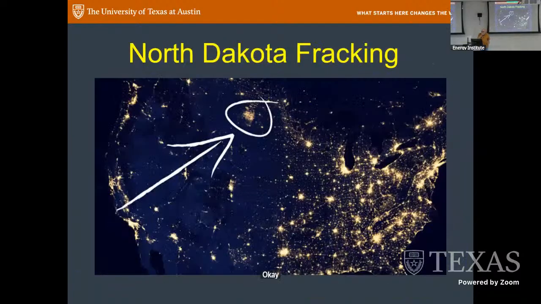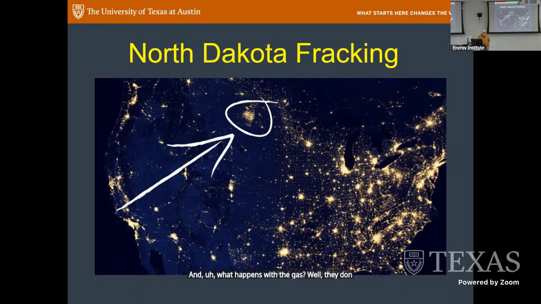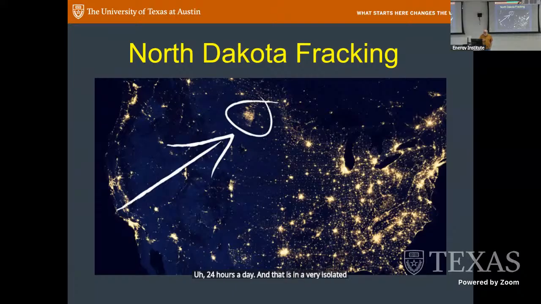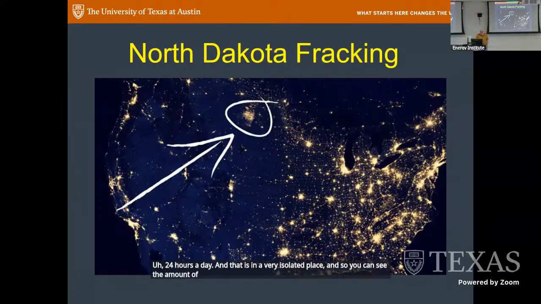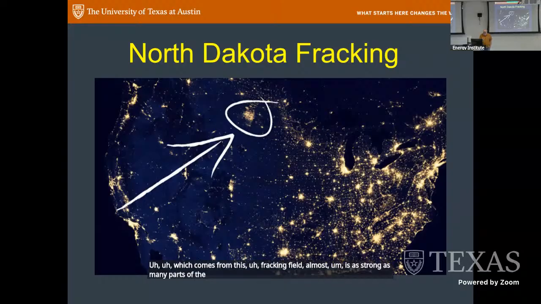Okay, here's a picture from a satellite of North Dakota fracking. Any of you know what fracking is all about and how the gas sometimes goes up? And what happens with the gas? Well, they don't cap it, right? Because it's too expensive to cap it. And sometimes it just keeps on burning 24 hours a day. And that is in a very isolated place. And so you can see the amount of light which comes from this fracking field almost is as strong as many parts of the eastern USA.